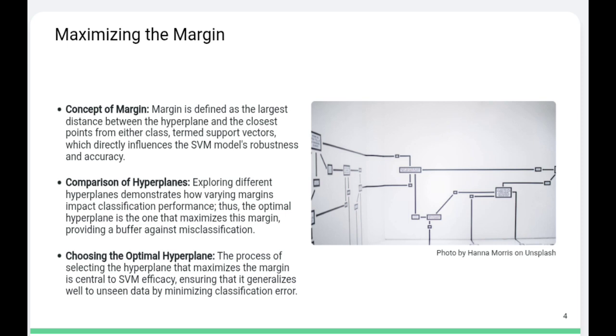And this slide introduces the crucial concept of maximizing the margin, which not only enhances the model's performance but also its reliability. And we'll examine how the choice of hyperplanes impacts the SVM's effectiveness and dive into the methodology of identifying the best separating hyperplane.